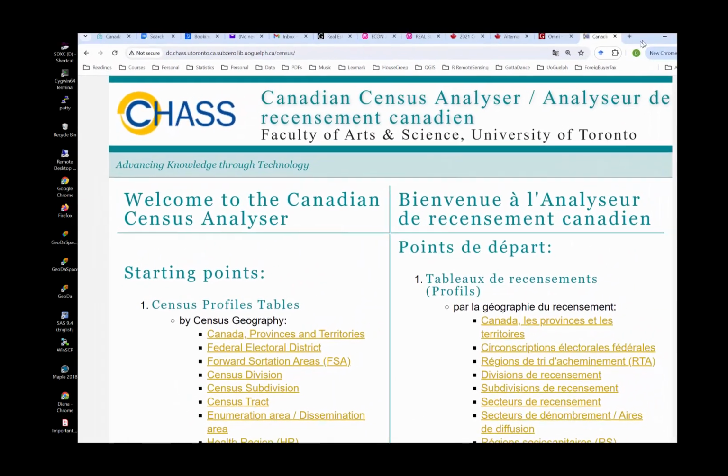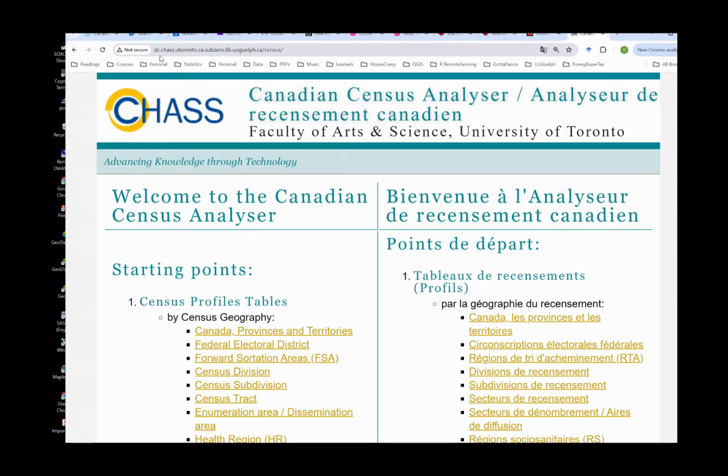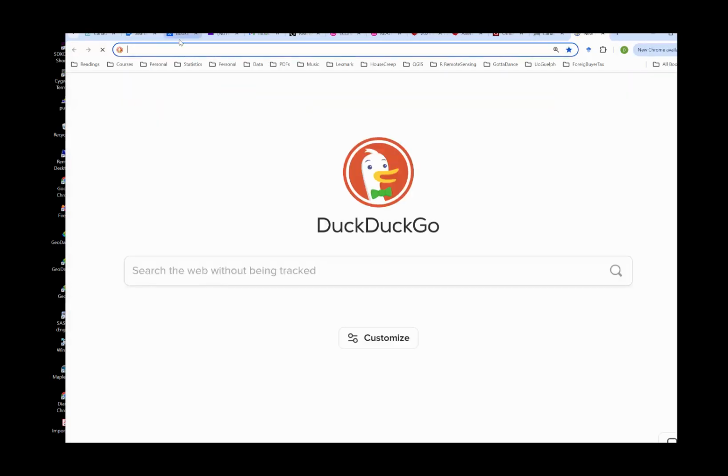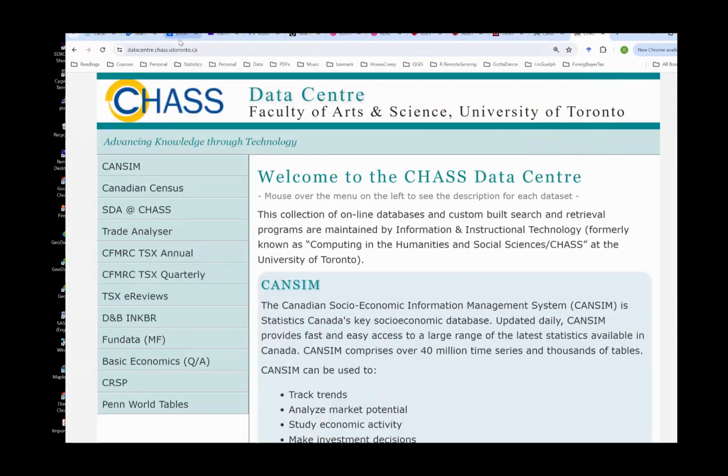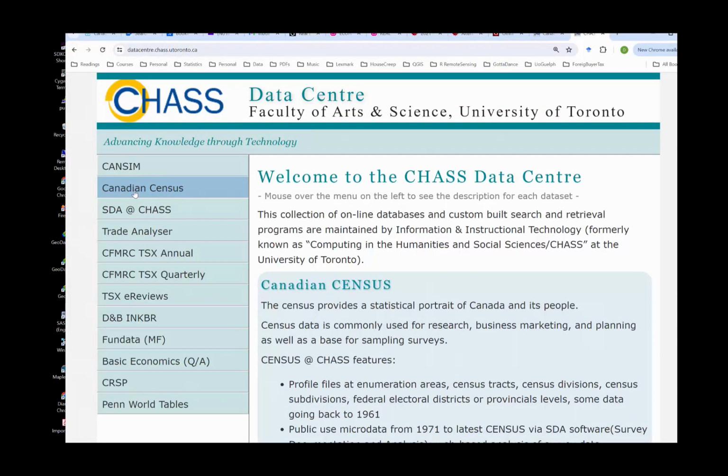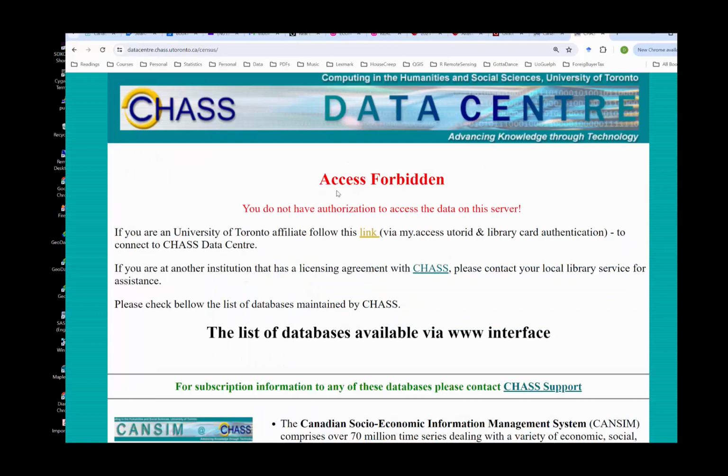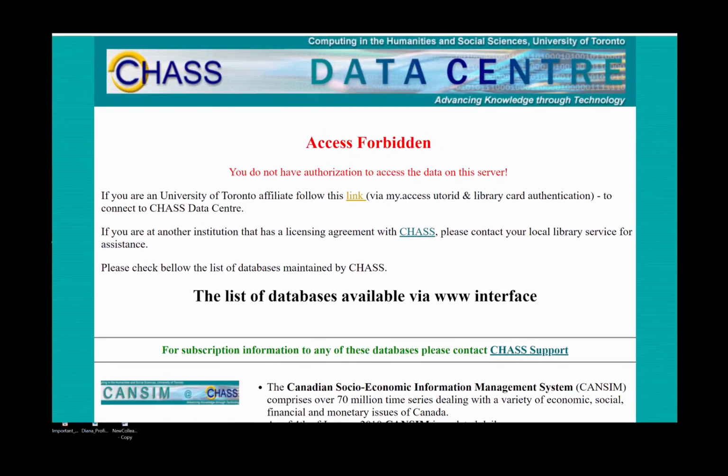So let me show you the website. It's datacentre.chass.utoronto.ca. If you go directly to datacentre.chass.utoronto.ca, you will go to Canadian Census. Click here. You will see access forbidden if you are off campus. If you are on campus, you will be able to see this website and utilize the dataset directly.